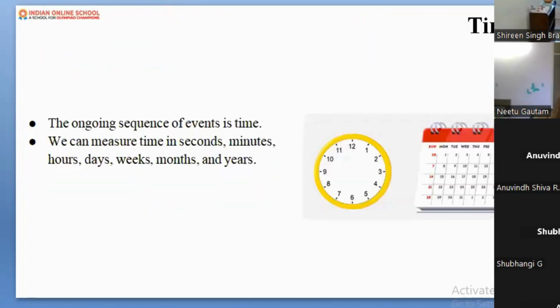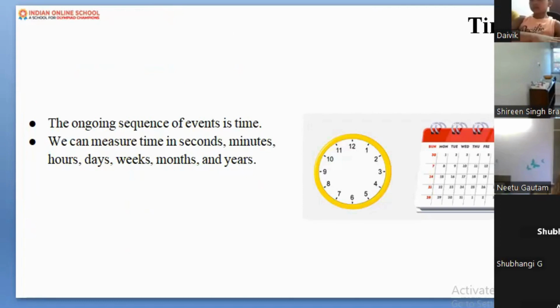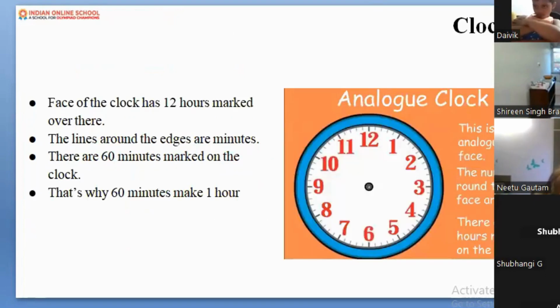Yes, ma'am. So after that, we have one more interesting topic about time. Time we can measure in hours and minutes. And we are going to talk about the calendar. We have days, weeks, months, and year. Since you are in grade 4, you all know that the whole clock has 12 hours, and 1 hour is equal to 60 minutes.